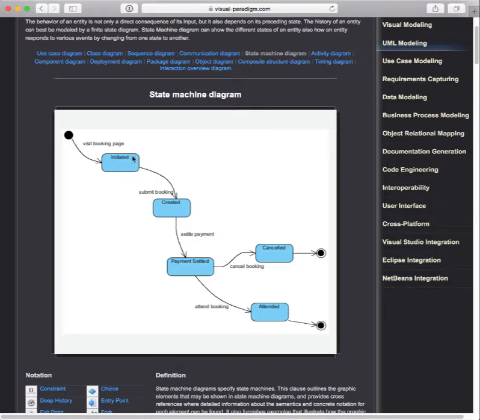So each of the boxes is a state that the order can be in. Let's say this looks like it's a reservation, a booking for a concert, right? So the booking is initiated, then it's created, then the payment is settled, and then it goes from there. It's either canceled or the concert is attended, and then we end.